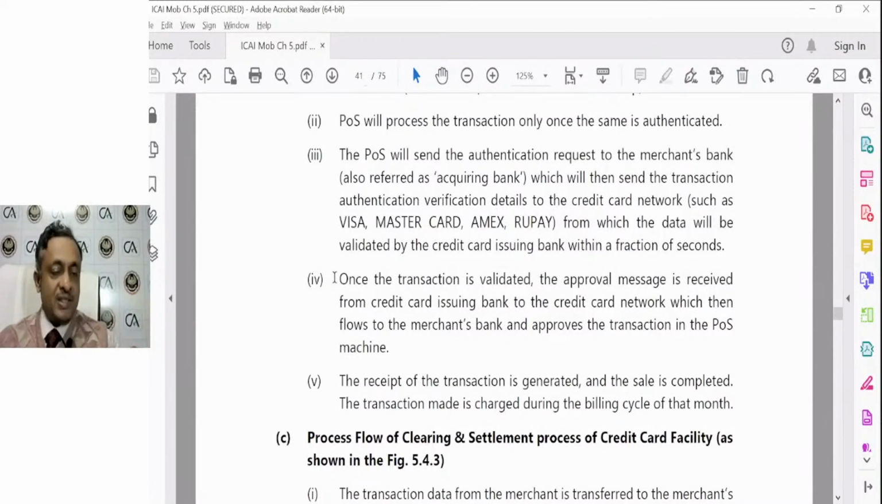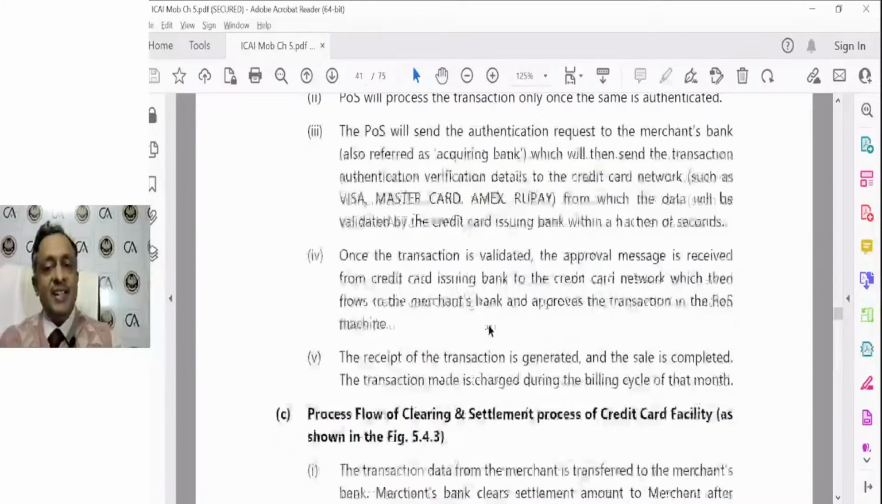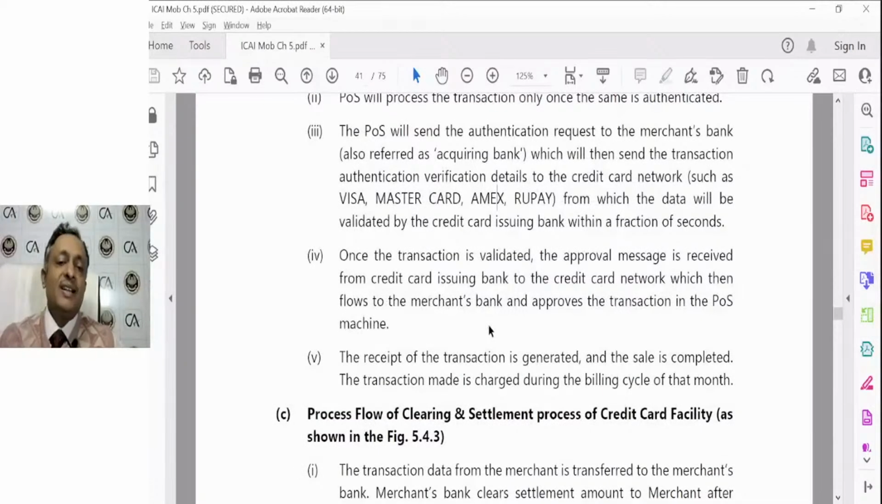Please understand these three points. In the time we are taking to read, the whole transaction is executed within less than a second. In fact, in one-fifth of a second it is executed. The receipt is generated, the sale is completed, and the transaction made is charged during the billing cycle of that month. Billing cycle is the next topic we are going to read, but let us read your queries.